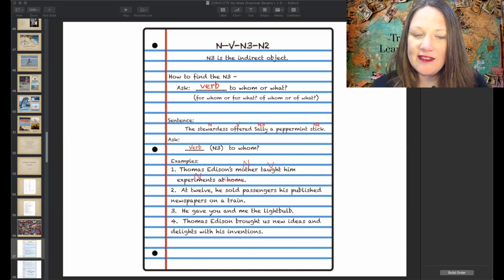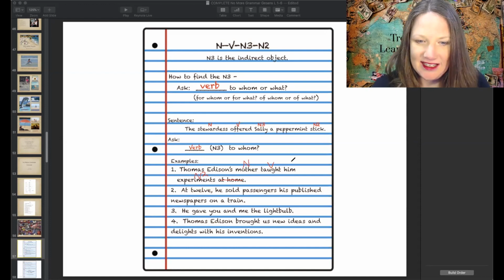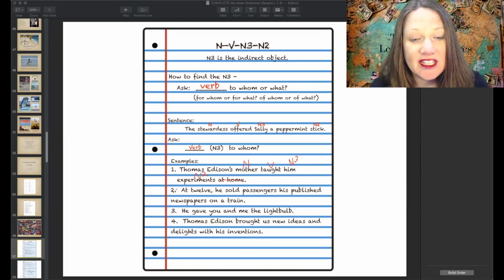But here in this sentence, there's another word added in, and that's experiments. Because that is added there, experiments now is the one that's receiving the teaching. And then who was taught those experiments? Him. Indirect object. I will do the next one, and then I want you to do it by yourself.